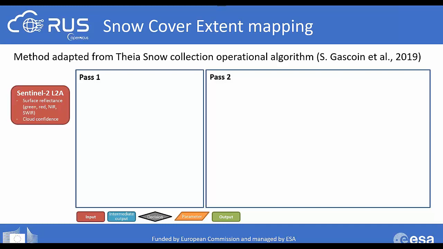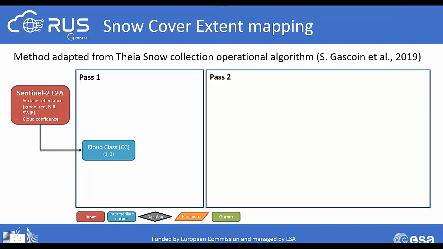Okay, so now I will just show you quickly the logic of the method that we will be using. It is adapted and simplified from the THEIA snow collection operational algorithm. I'll give you a link to the article later. At the end, you will have in the references, and you can read more about the method that they use. So first, the input data here, of course, is Sentinel-2 Level 2A data. It is specifically the surface reflectance bands in green, red, near infrared and shortwave infrared part of the spectra, and the cloud confidence band, which is the result of the atmospheric correction algorithm.